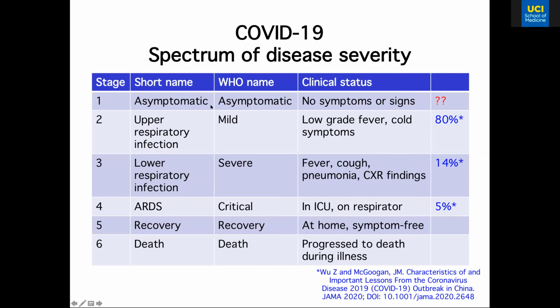But the table basically acknowledges that there are also additional stages. The interesting one being the asymptomatic stage. We'll talk more about this, but we don't know what percentage of individuals are asymptomatic, and it may appear to be a large number. And then this staging system also acknowledges that some patients recover, but also some patients die.